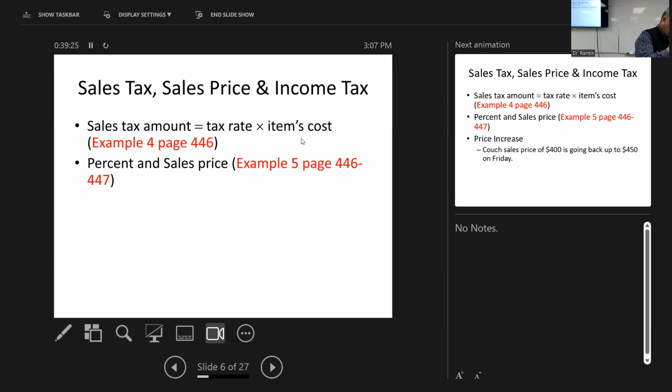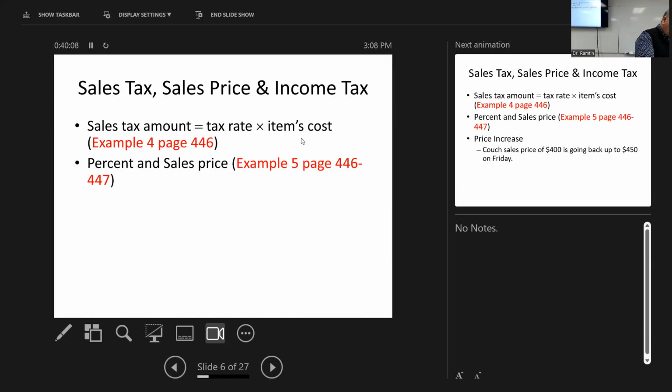And percent and sale price, let's look at example 5 on page 447. Example 5 starts from the bottom of page 446. It says a computer with an original price of $1460 is on sale at 15% off. So we want to know, when they say you get 15% off, how much actual money they are talking about. What's the discount amount? So you take the 15%, you multiply it by 1460, the price.